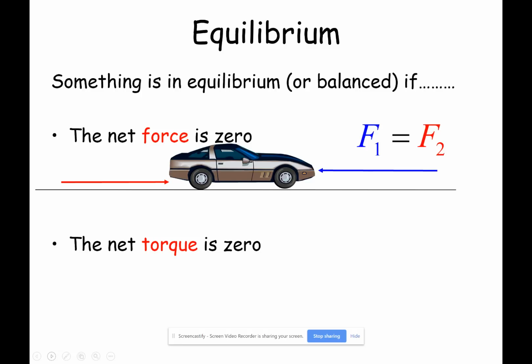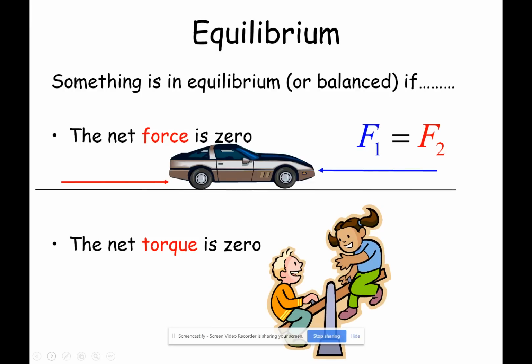Torque can just be replaced by the word force, because torque is just a rotating force. That's all it is. And so the torque on kid 1 would have to be the same as kid 2 if they were balanced. Another way of saying it is the torque that's going clockwise has to equal the torque that's going anti-clockwise.